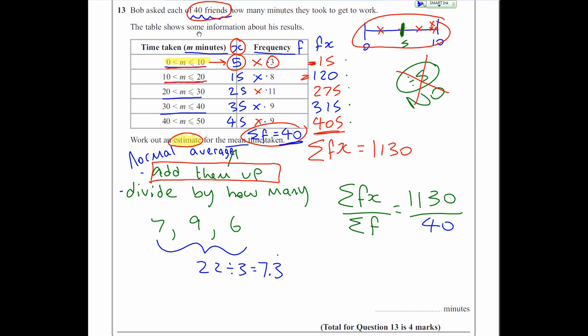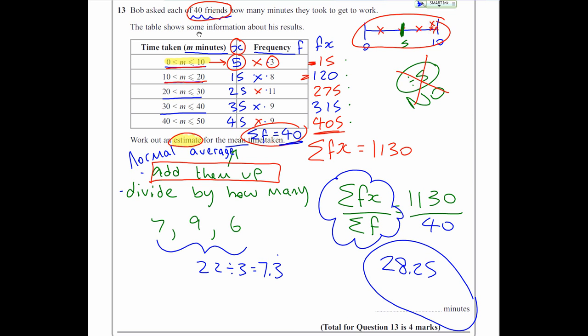Do it on your calculator. You get an answer of 28.25. Okay, 28.25 minutes. Job done for 4 marks. Once you understand what's going on with this question, I think it's quite nice. If you understand this formula, it's not as horrible as it might look to you.